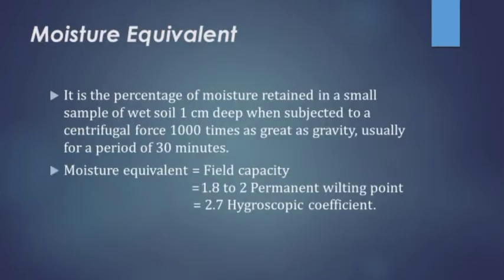Moisture equivalent. It is the percentage of moisture retained in a small sample of wet soil 1 centimeter deep when subjected to a centrifugal force 1000 times as great as gravity, usually for a period of 30 minutes. And there are some equivalent equations for that. Just read through.